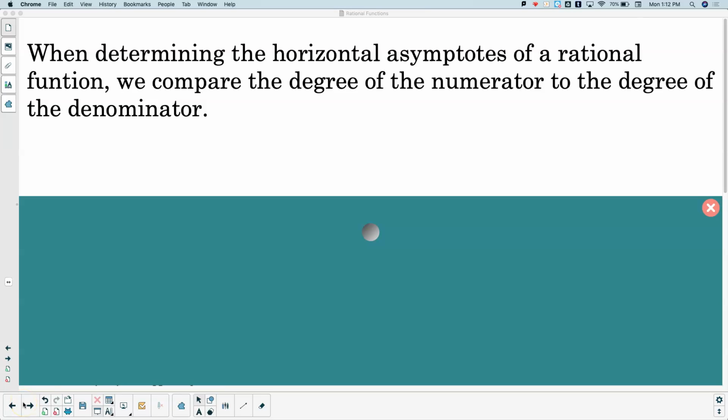Alright, so when determining the horizontal asymptote of a rational function, we compare the degree of the numerator to the degree of the denominator. Yes? Step number two on our sheet, correct? Okay, alright. So, what are the three comparisons?